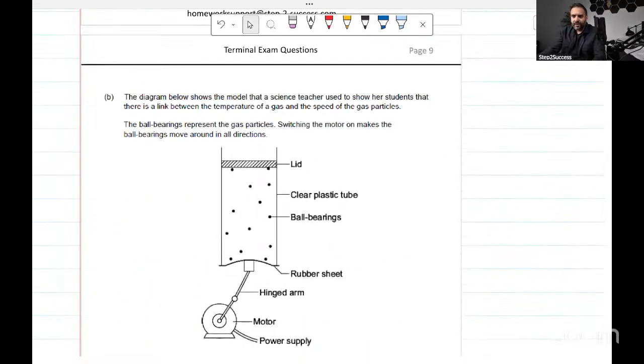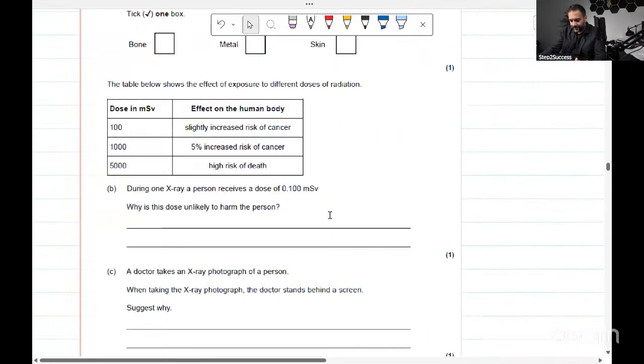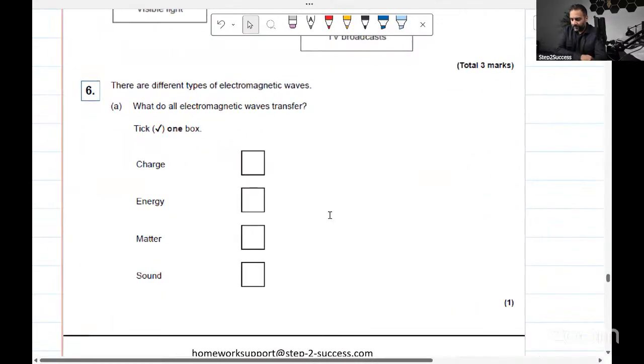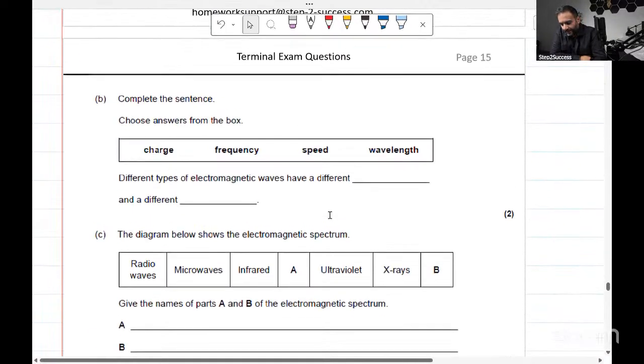Okay, I don't know what question I'm doing anymore. One, six, five, seven. I started doing two, didn't I? Let me do six. Six is here, so there are waves and stuff involved in here. What do all waves transfer? All waves transfer energy, so that is that.